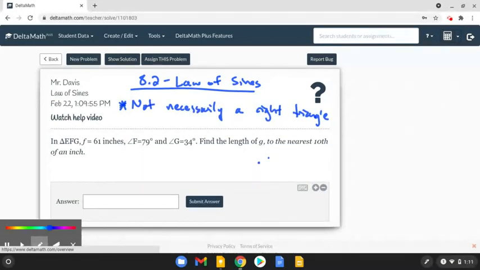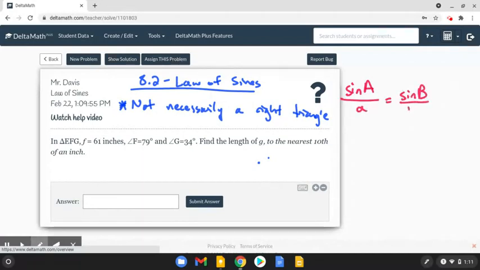The actual law, the law of sines, is pretty straightforward. It looks like this. It says that the sine of big A over little a equals the sine of big B over little b, which also equals the sine of big C over little c.